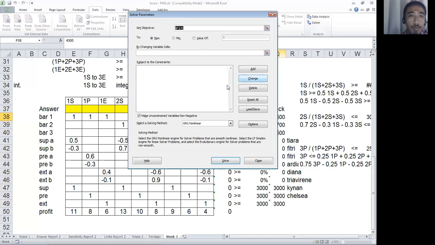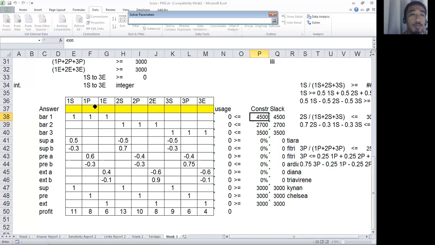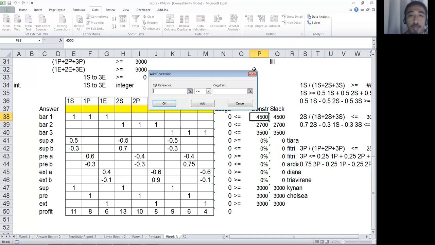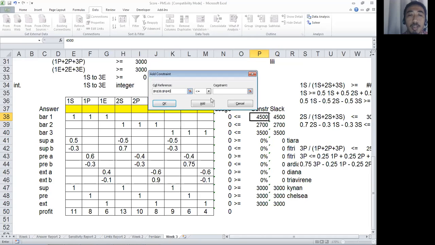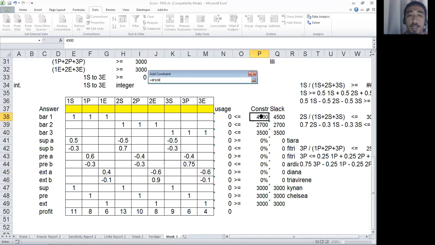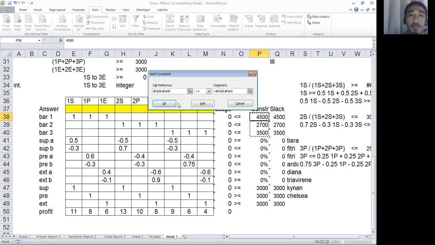Okay, we continue to solve this problem. So we want to set the objective of this case here. This is the profit, and we want to maximize it, and we want this to be the changing cell, the variable that we want Excel to find out, and then the constraint. The constraint, we can put this together because they have the same direction. We can put all of these three, less than or equal these three.